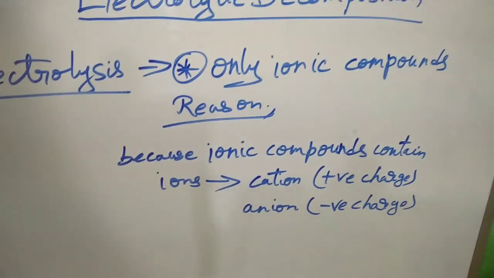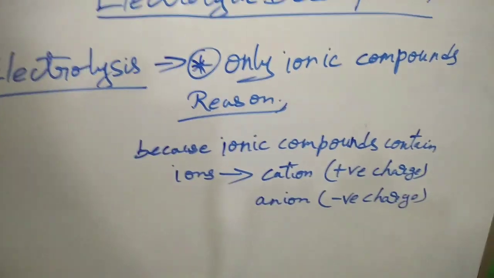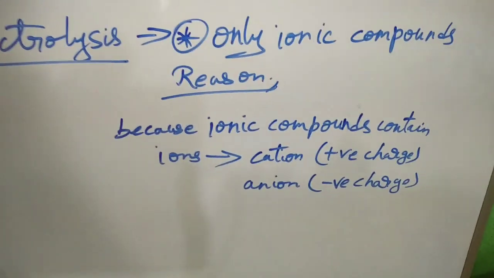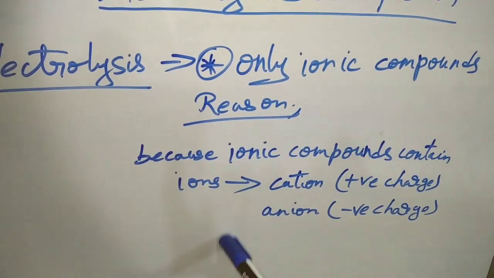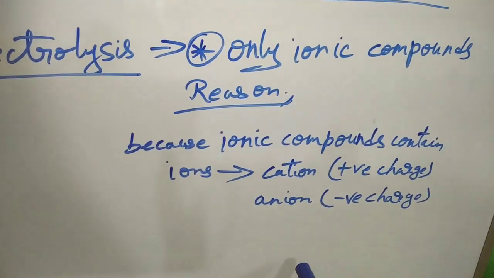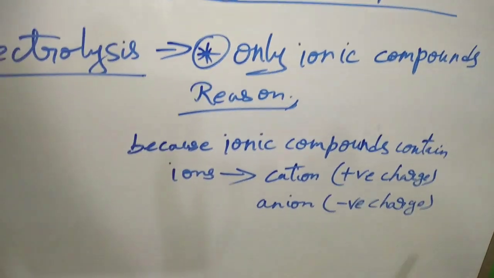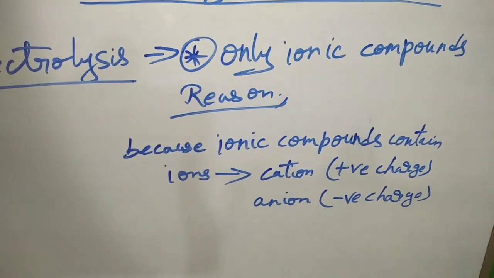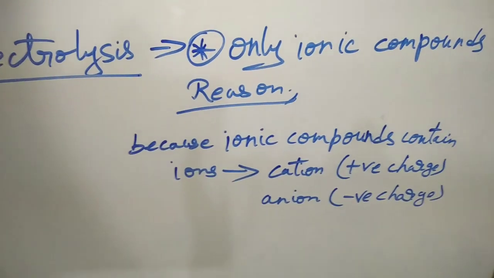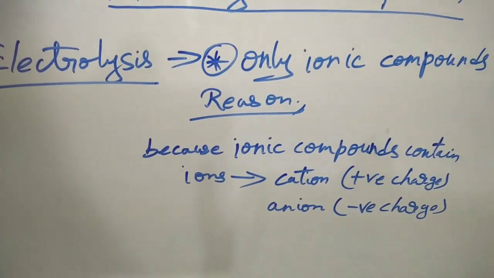Now what is the reason for ionic compounds? Because ionic compounds contain ions. And what are ions? Cation and anion. What is a cation? It has a positive charge, and an anion has a negative charge. So it might come in the exam: why ionic compounds?